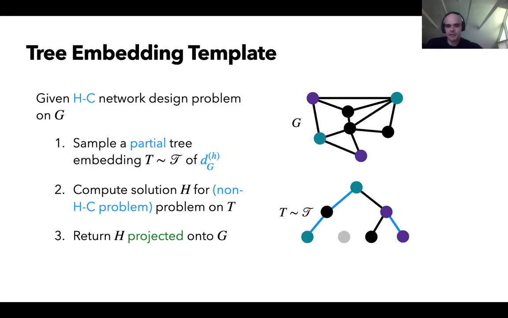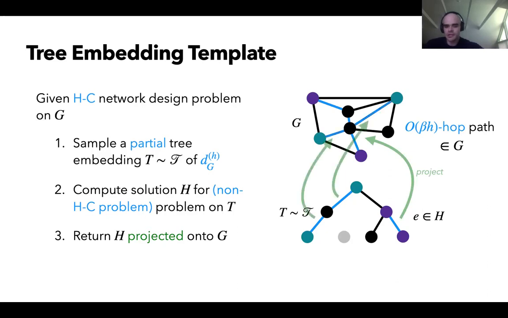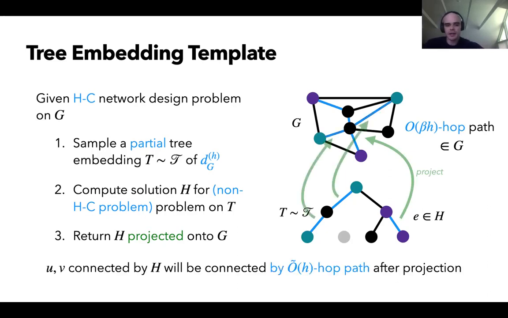What do I mean by project back into the graph? Well, if you think about an edge in the solution on the tree, by this non-contracting property that I laid out in the previous slide, this edge corresponds to a path of only less weight that consists of at most beta h many hops, okay? So if you do this for all of your edges, you'll find the very nice property that if a pair of vertices was connected in the tree, then it will be connected in the graph, but not just connected in the graph, but connected in the graph by a path that consists of O tilde h many edges.